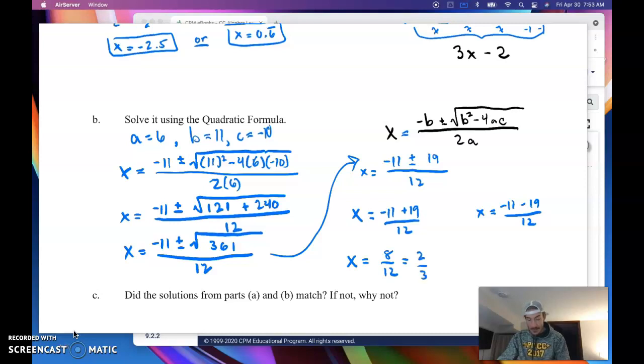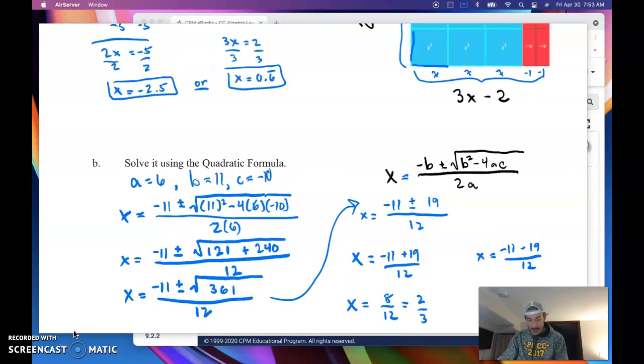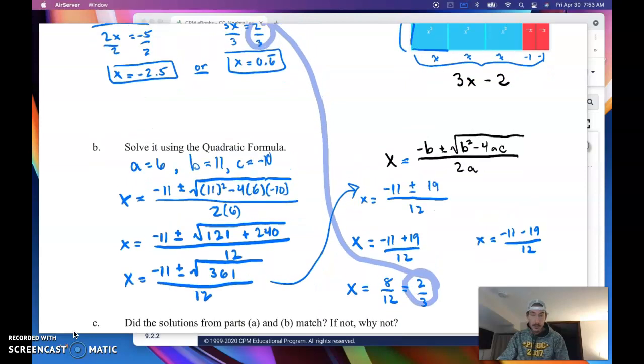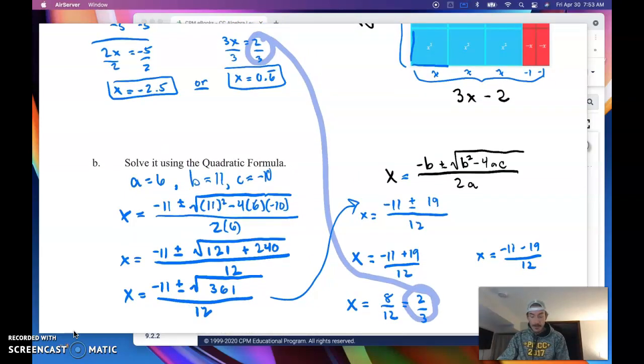Ding, ding, ding. Look at that. You can see that I'm going to be able to create that connection here. Look at that, 2/3, 2/3. If I want, I can simplify that. I'm going to have the same parts.